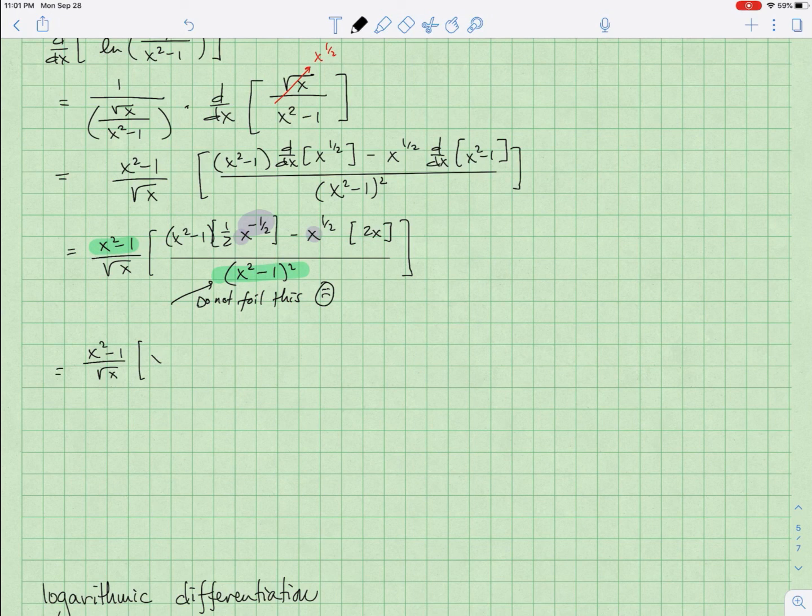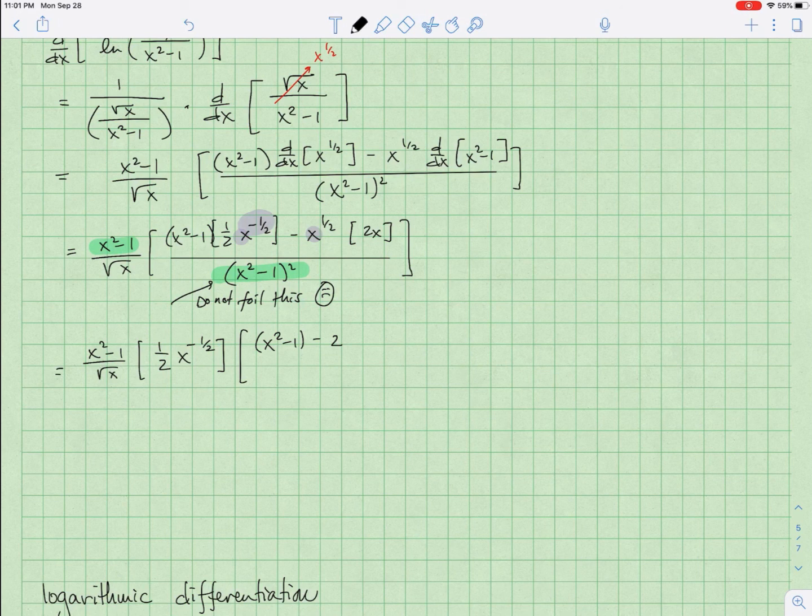I'm going to pull out... If you can't follow this, don't worry. You shouldn't really be doing it this way anyway. But this is called algebra. We're going to pull out a 1/2 x to the negative 1/2. We're going to be left with x squared minus 1. And then this is going to be minus 2 because I pulled out the 1/2. I'm going to have to double that guy.